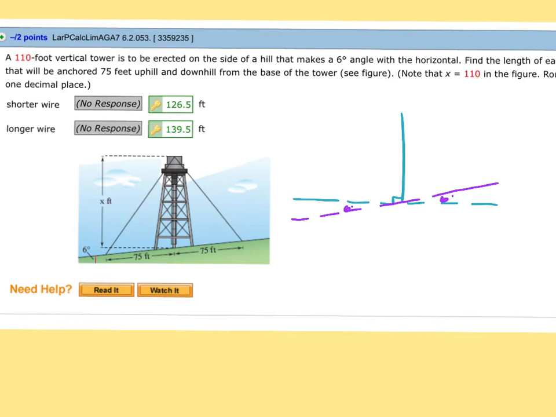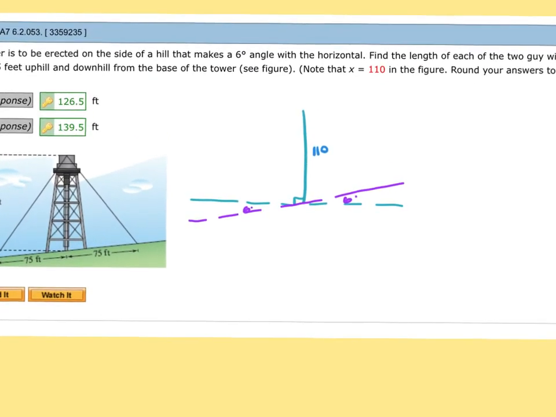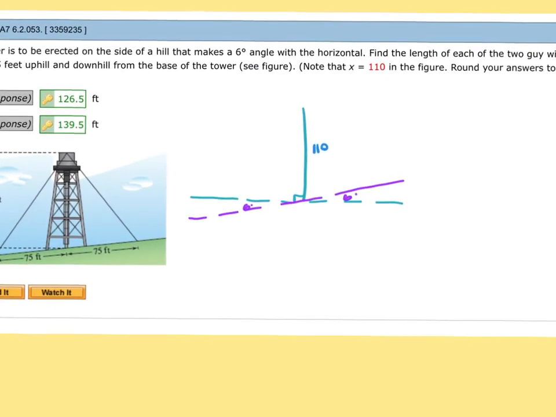It says that the tower itself is 110 feet. And it says to find the length of the 2 guy wires that would be anchored 75 feet uphill and downhill from the base of the tower. So a guy wire, which is usually in word problems and throws people off, is just a wire. Okay, it's a wire that's tied to the top of something and then it's tied down. So this is one wire. Again, wait for it.